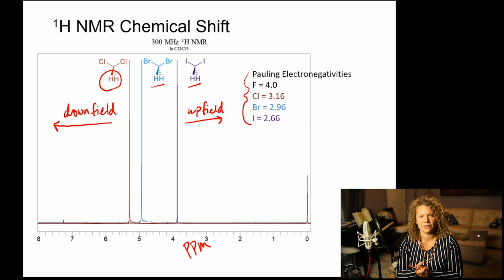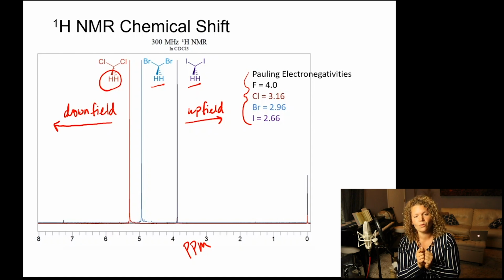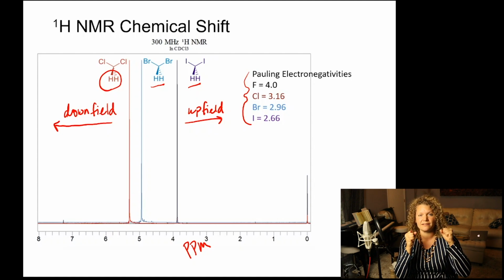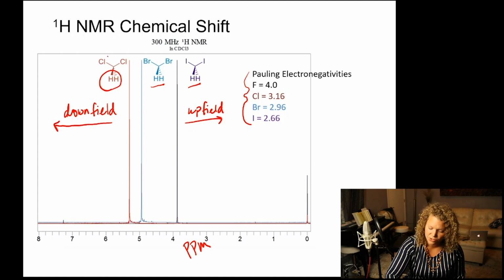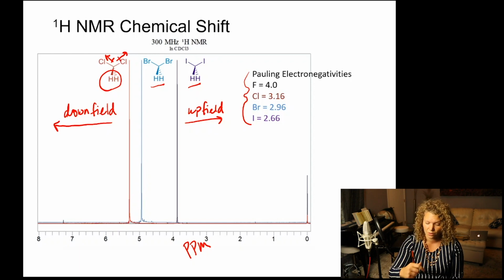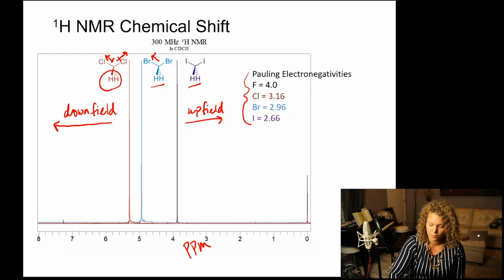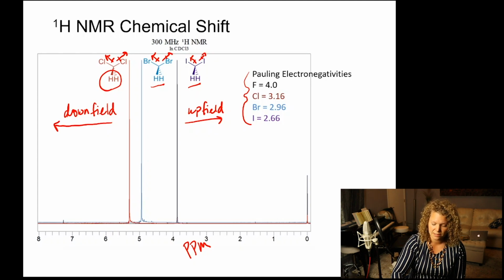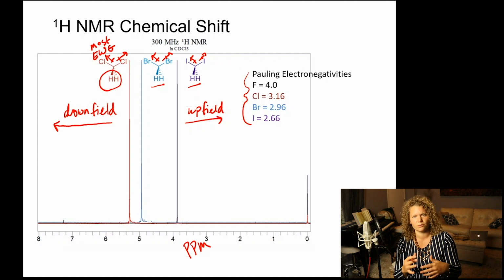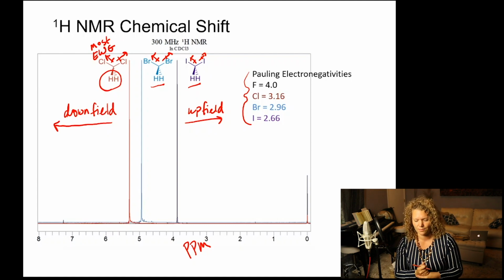Now, what is happening here is that our chlorine is the most electronegative atom of the three compounds. This is withdrawing electron density away from this CH2, more so than our bromine and more so than our iodine. So this is the most electron withdrawing. I'll put G for group, most electron withdrawing group. It's withdrawing electron density the most.